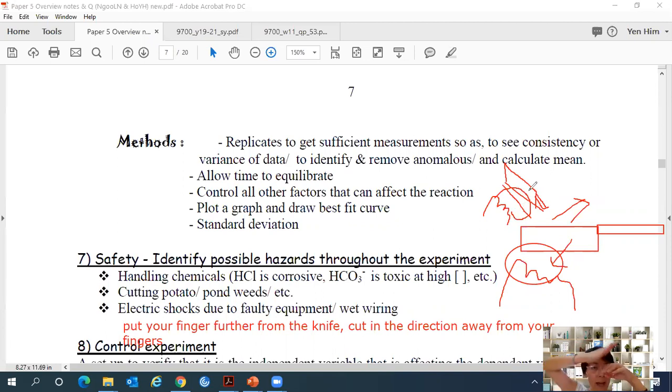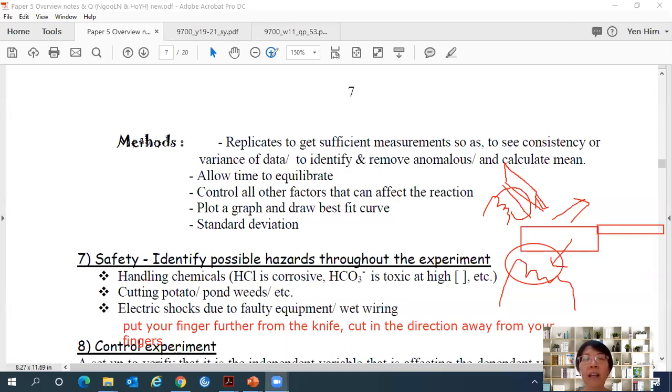So you have to cut it this way, okay? Cut in the direction away from your fingers. Don't cut it this way, because you cut it this way, you might cut your finger. So this is slant the knife and cut it away from your finger, okay? So cut away from it.